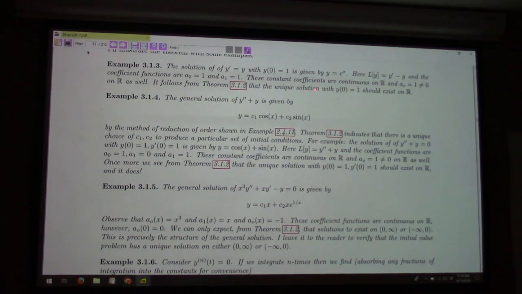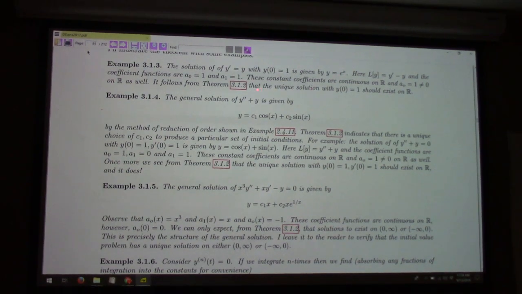And you can pick any, if I want, for example, the unique solution with y of 0 equal to 1, it is that one. But if you told me that y at any particular value of x was something else, I could put a coefficient in front of the exponential and make that happen.